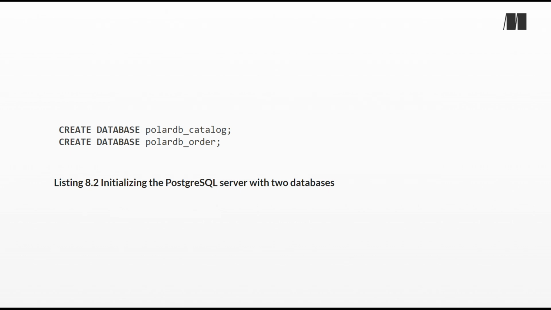Go to your Polar deployment repository and create a new docker/postgresql folder. Then add a new init.sql file in the folder. Add the following code to the init.sql file. It is the initialization script that PostgreSQL should run during the startup phase. Listing 8.2. Initializing the PostgreSQL server with two databases.